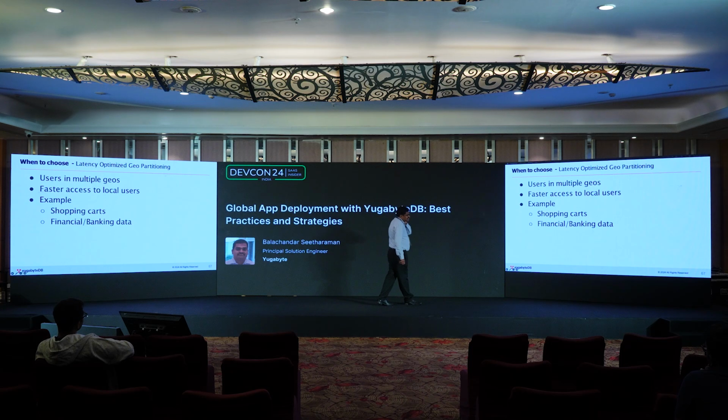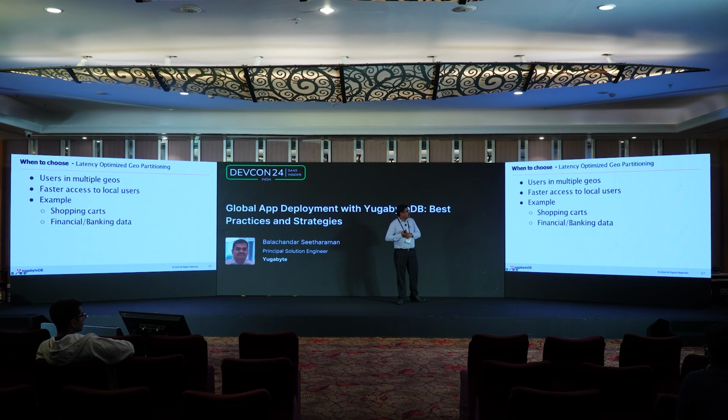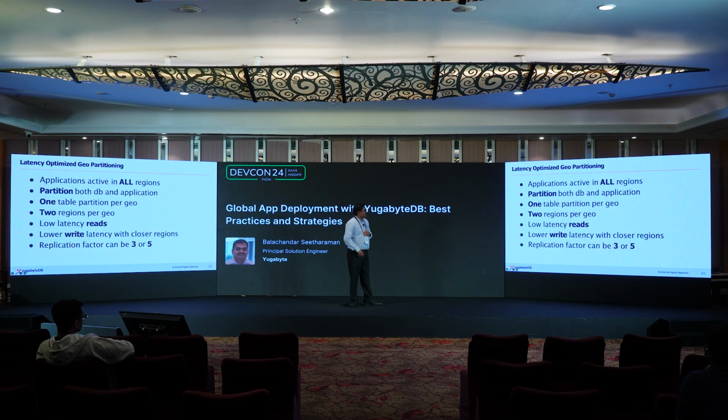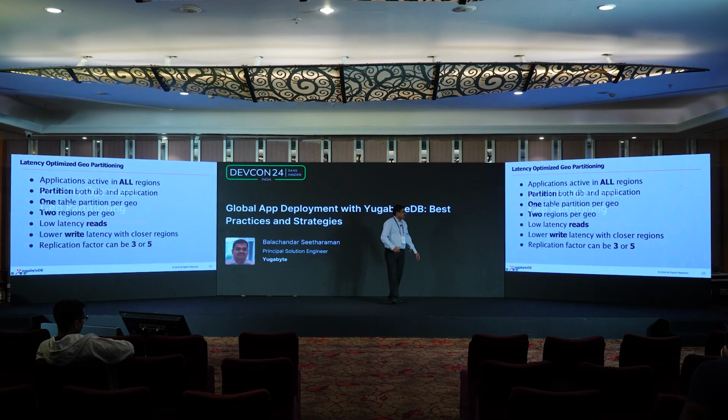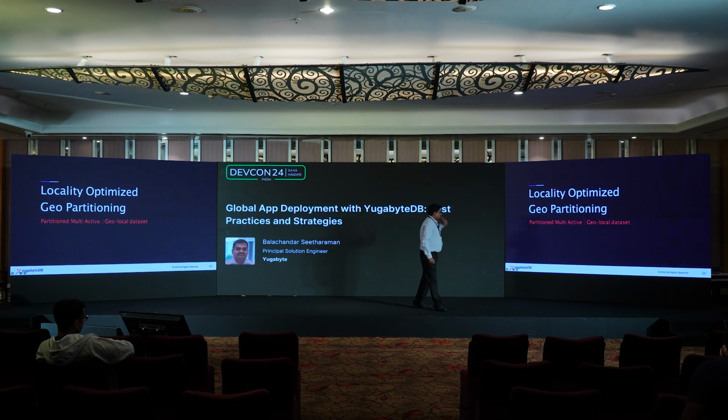You choose this design pattern when users are in multiple geos and need faster access, for an application like a shopping cart or a banking application, where you need quicker reads and writes, right? This has to be done carefully, where applications are active in all the regions. Partitions have to be carefully designed: one table partition per geo, and 2 regions per geo is recommended. Low latency reads are guaranteed, and lower write latency is also guaranteed, because it is closer to your region, I mean within the AZ itself, right? The replication factor can be 3 or 5. I already talked about this and showed the demo.